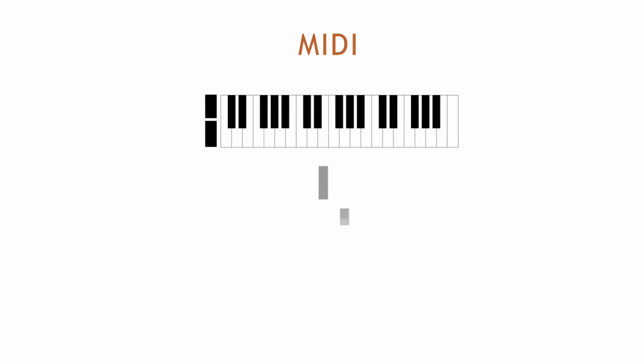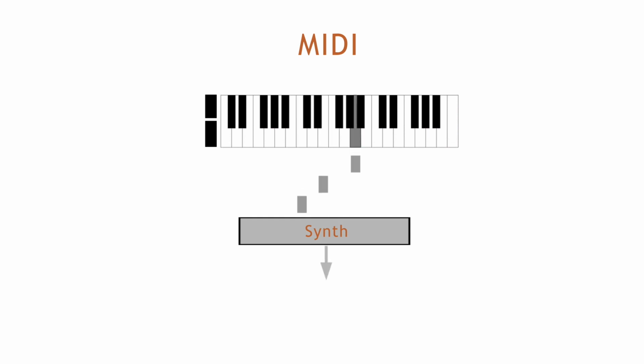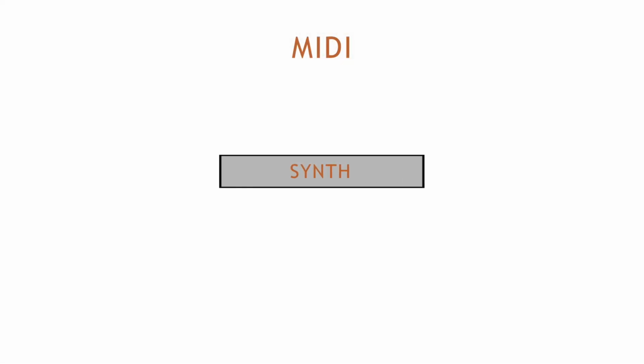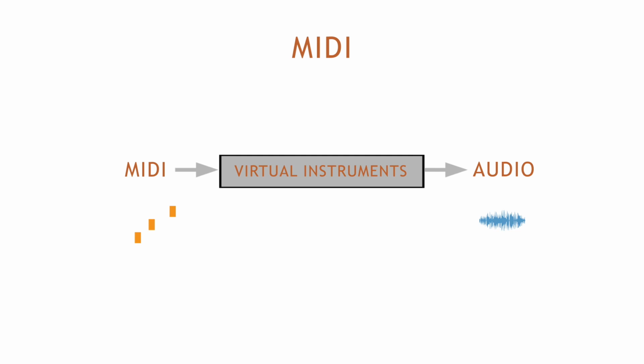It is then up to the receiving sampler or synthesizer to translate those events into actual sounds. This makes MIDI extremely flexible because you can play the same MIDI files with any type of voice you select in the synthesizer. Now a word about these synthesizers. By definition, they are hardware or software modules that transform MIDI events into actual sound, so they can be referred to as virtual instruments.